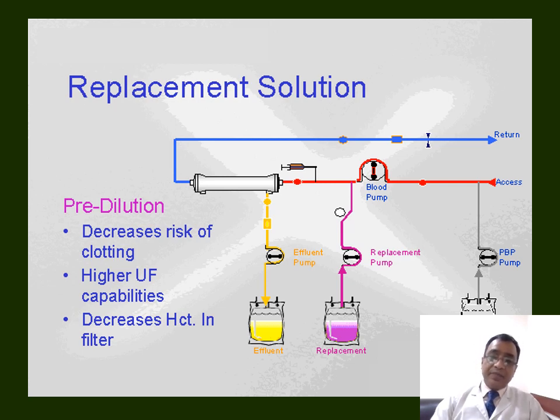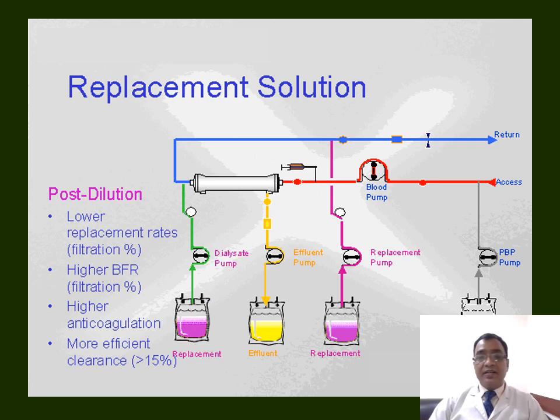Whereas here, your replacement fluid is after the filter, here or here, just before entering into the patient circulation or just immediately after the filter. Both are post-filter or post-dilution, and it actually results in a lower replacement rate because the filtration fraction would be more. A higher blood flow rate is required, higher anticoagulation is required, because now the blood is at a high hematocrit in the membrane in comparison to pre-dilution.